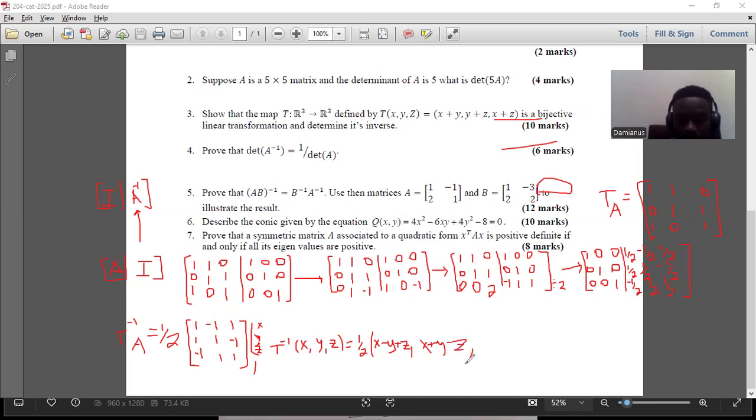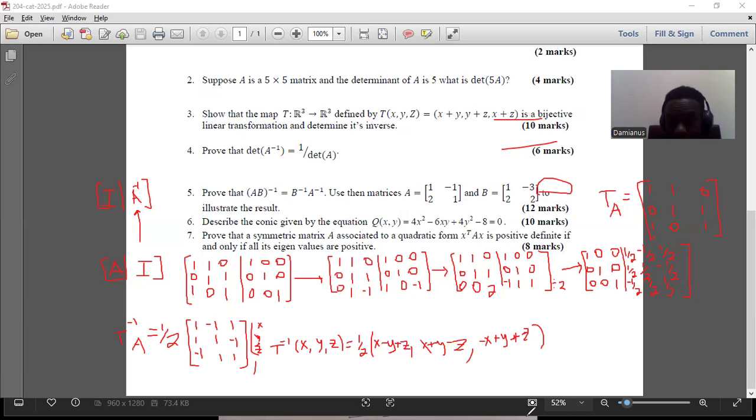And lastly, you multiply by the third row, you get minus X plus Y plus Z. So now, let's just finish writing it down. So this, ladies and gentlemen, is T inverse, which takes R3 to R3. It takes an XYZ to this thing.